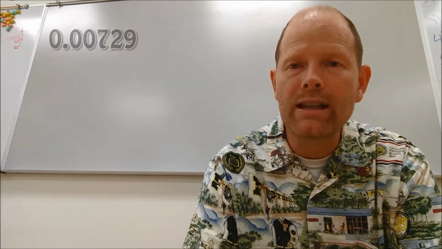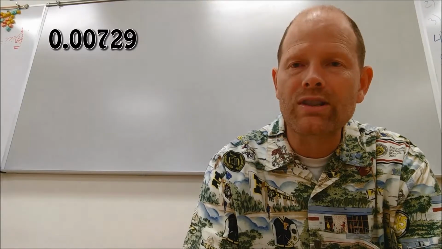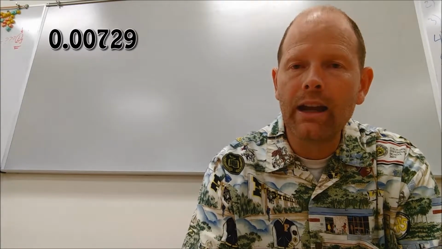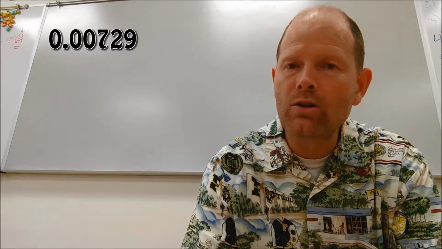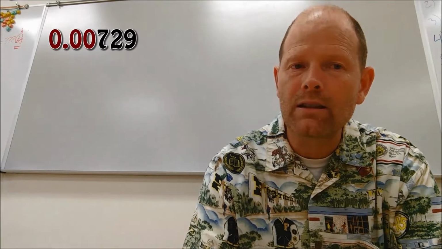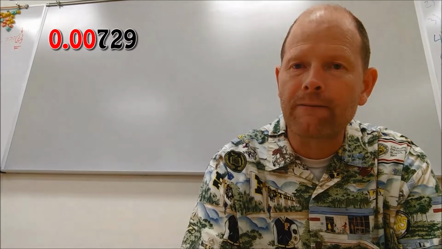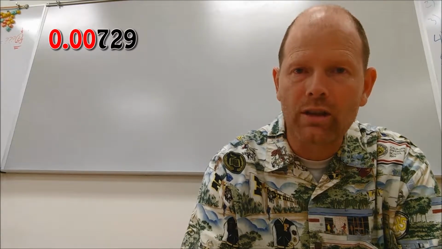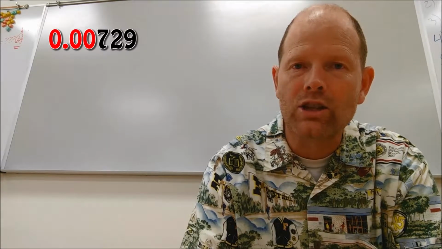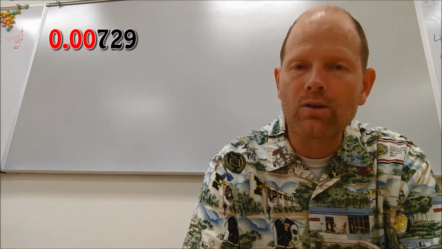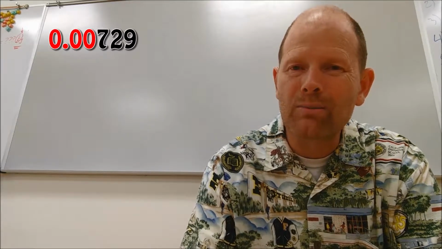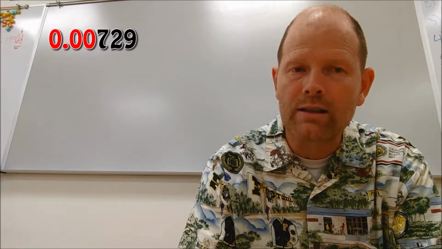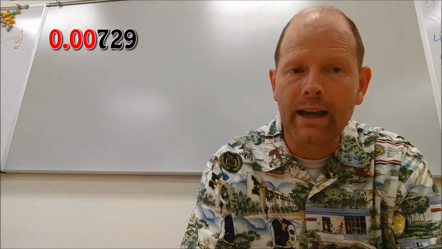First example, you can see 0.00729, and in this example, the zeros are not significant because they are to the left of the first non-zero digit. The 7 is the first non-zero digit, and so the zeros to the left of it are not significant. Therefore, this number has 3 significant digits: the 7, the 2, and the 9.